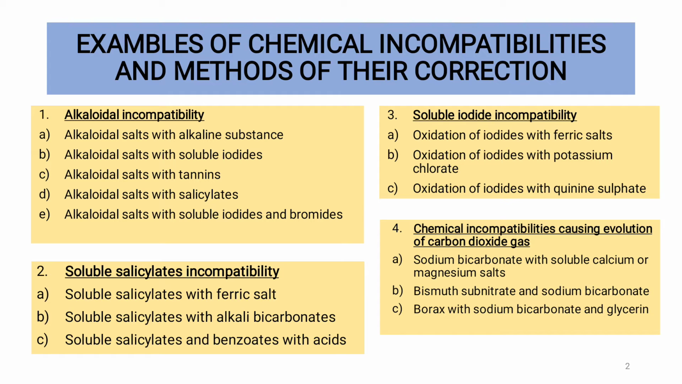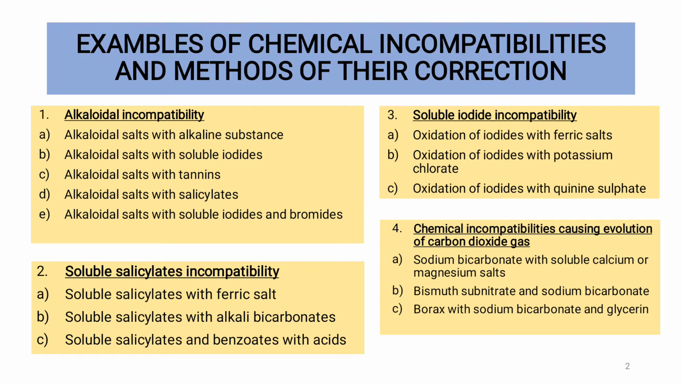Mainly there are 5 types of chemical incompatibilities. First one is alkaloidal incompatibility. It is subclassified into 5: alkaloidal salts with alkaline substances, alkaloidal salts with soluble iodides, alkaloidal salts with tannins, alkaloidal salts with salicylates, and alkaloidal salts with soluble bromides.